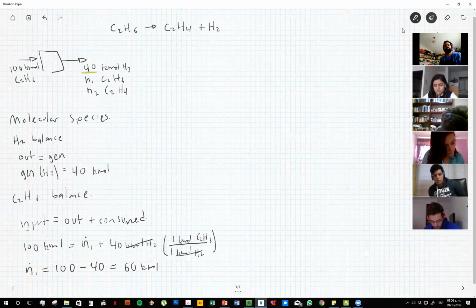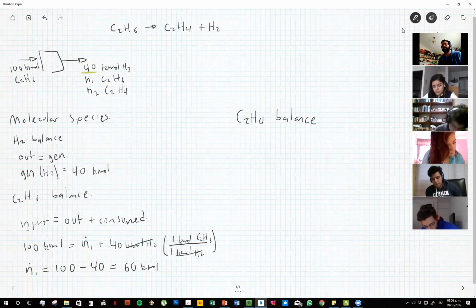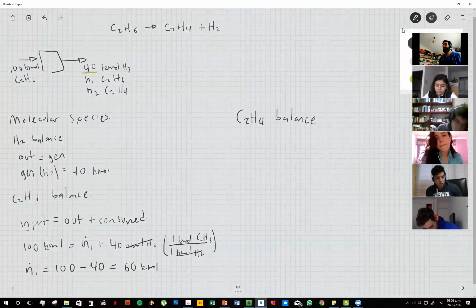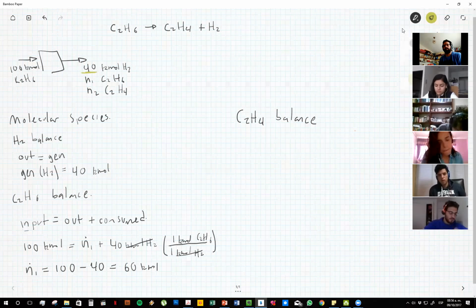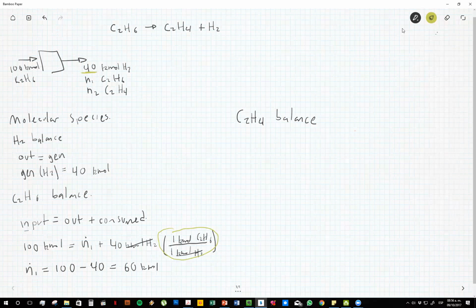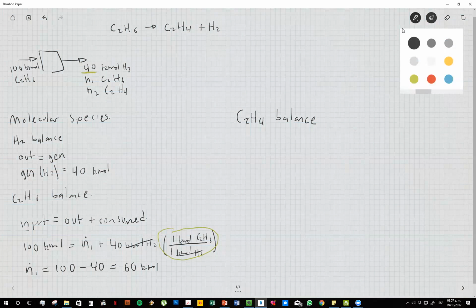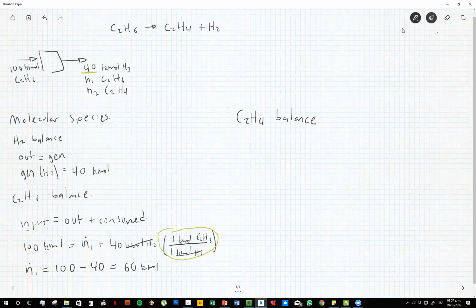The only one that we're missing is the C2H4. Doing a molecular balance like this one is more or less the way we do it in chemistry. For example, in your theoretical chemistry class, you did relations like this one to obtain the amount of a substance. Now, lastly, we have to do the C2H4 balance.